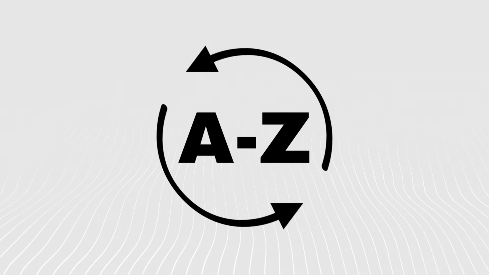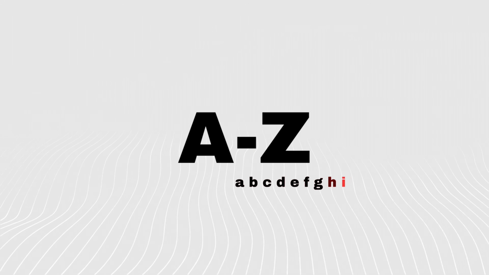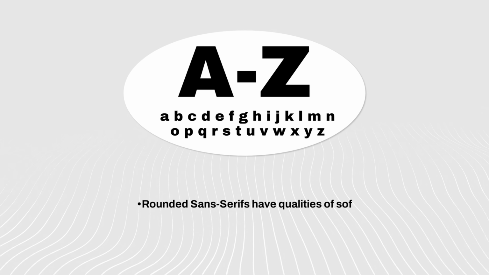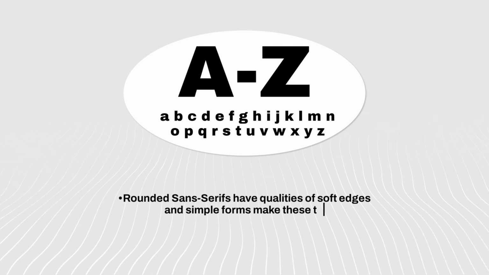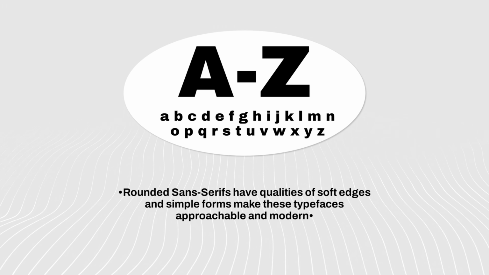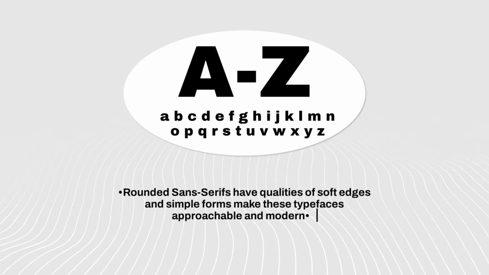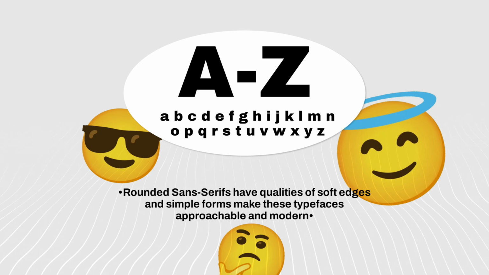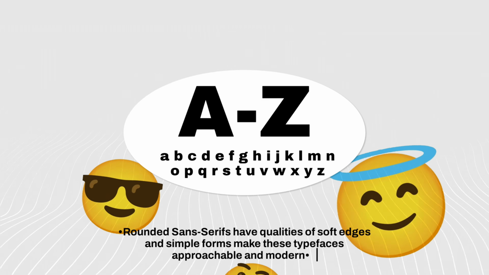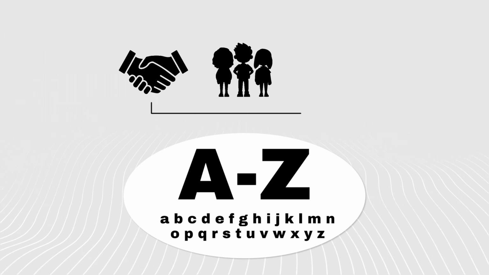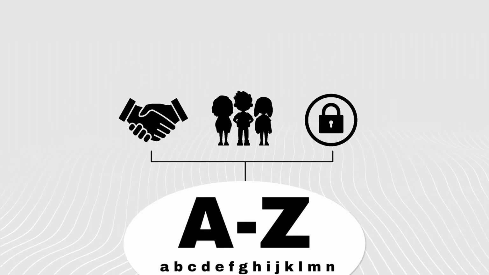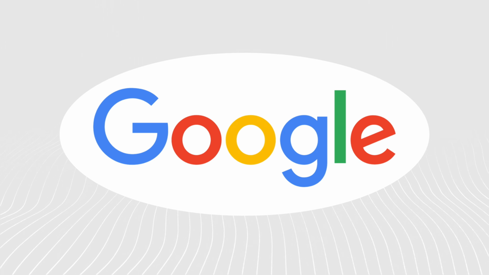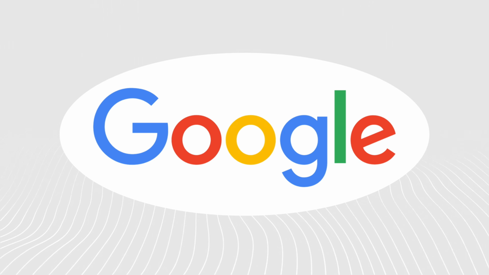Totally reversing things for a minute, we can look at especially rounded sans serifs. Now, rounded sans serifs have qualities of soft edges and simple forms that make these typefaces approachable and modern. Designers need to know this stuff because we want every choice in our design to trigger certain emotions. And with these specific sans serifs, emotionally speaking, they feel friendly, youthful, and non-threatening. Google's logo uses a clean sans serif with rounded details, emphasizing approachability and simplicity.